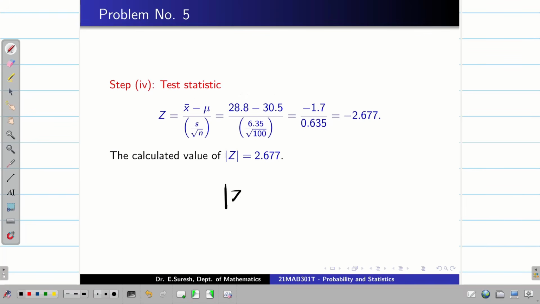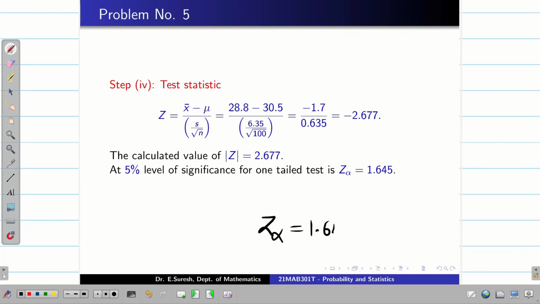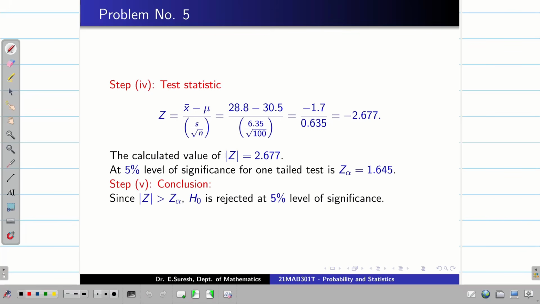Then the mod Z value is plus 2.677. Just now we wrote in step 3, Z alpha value is 1.645 and mod Z value is 2.677. Mod Z is greater than Z alpha. Therefore, we are in a situation to reject H naught. Hope you understand, students.